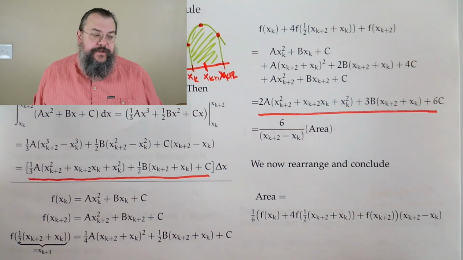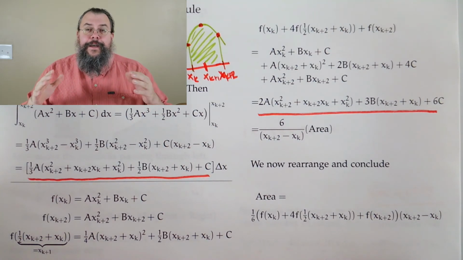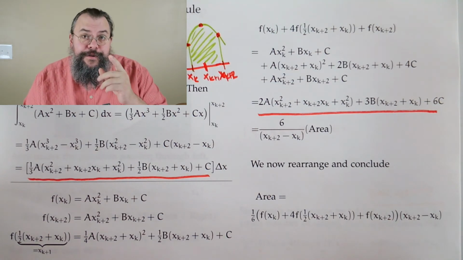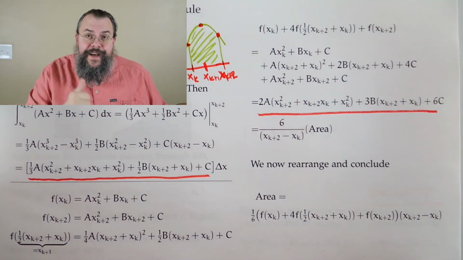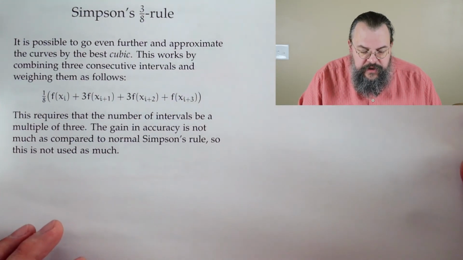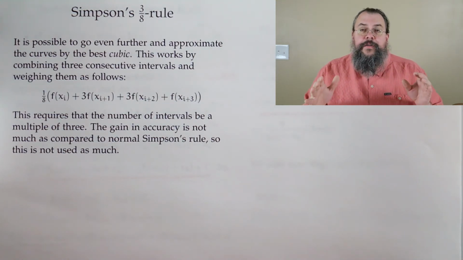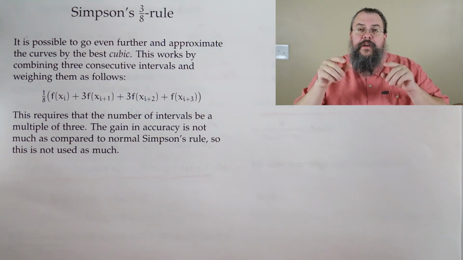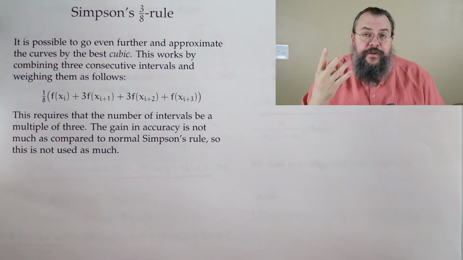That's the justification. Now, you might be wondering, hey, if we can do better with the parabola, why stop there? Can we go further? Can we go cubic? And the answer is yes, you can. There's something called Simpson's 3/8 rule, and it says the following. If you want to approximate by cubic, you have 4 points, because for a cubic, you have ax cubed plus bx squared plus cx plus d. So you have 4 degrees of freedom.